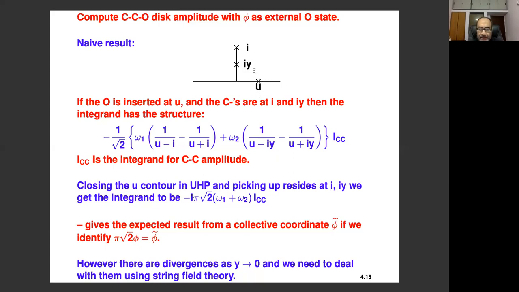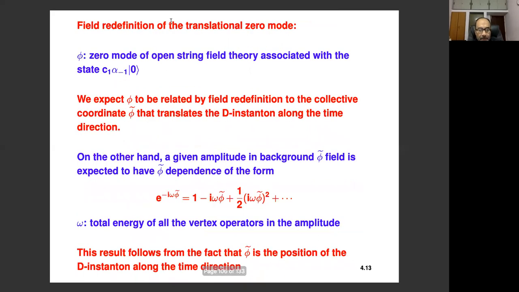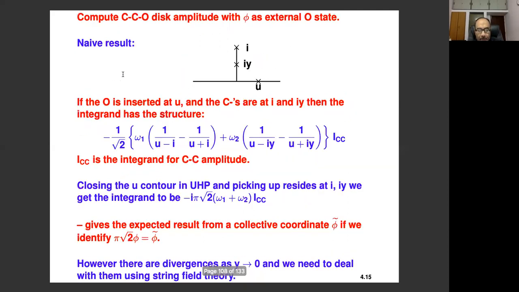So this is a special open string vertex operator. The integrated form of the vertex operator is I root 2 times del x, because that's what corresponds to the state C1 alpha minus 1, whose vertex operator is I root 2 del x times C. So when you go from the unintegrated to the integrated vertex operator, you just get I root 2 del x.